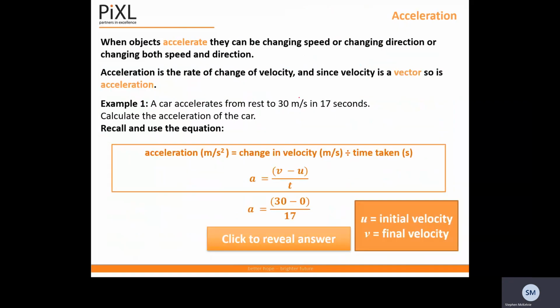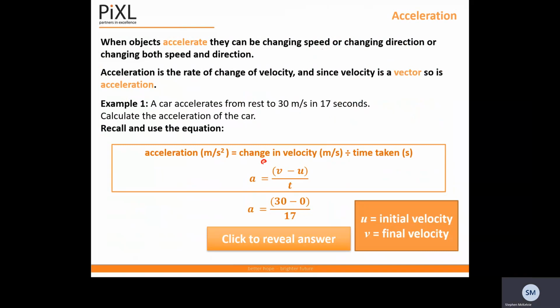Acceleration is the change in velocity divided by the amount of time taken. When objects accelerate, they can be changing speed or changing direction. Because this is a change in velocity, and velocity is a vector, if I have a certain velocity but the direction is changing, then we can say that it is accelerating. Now, we normally use acceleration to discuss the change in speed, but it can refer to both.